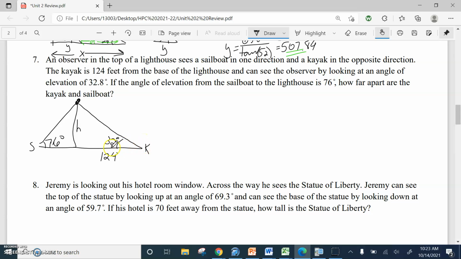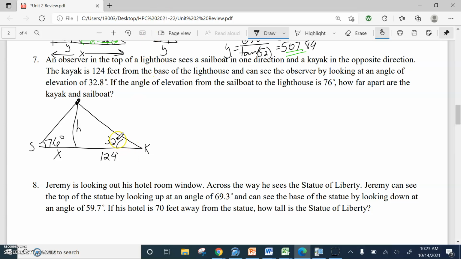And they can see the observer by looking at an angle of elevation. So the kayaker is looking up at 32 degrees. The person in the sailboat is looking up at 76 degrees. They want to know how far apart are the kayak and the sailboat. So we don't have a whole lot of information on the sailboat. We have the degrees of the elevation, and we have h is an unknown. We also, I can call that x, but we have too many variables.